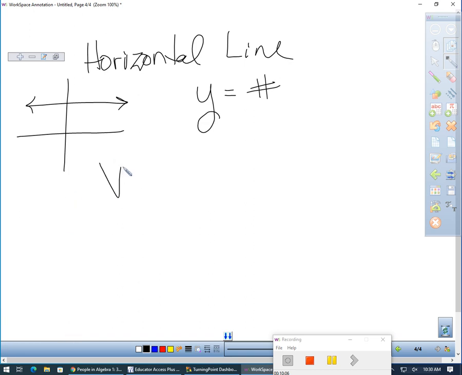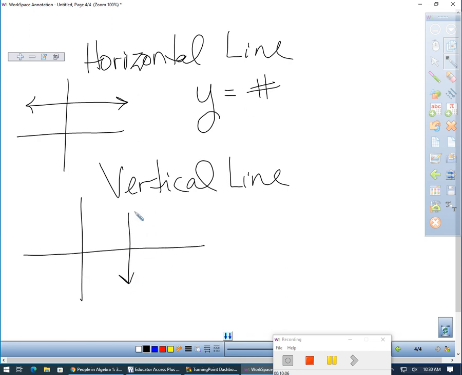If I have a vertical line, what is the only axis that vertical line crosses through? Yes, so this one's going to be x equals whatever number it crosses through. Yeah, so if I have x equals 3, that's just a vertical line through 3. Okay?